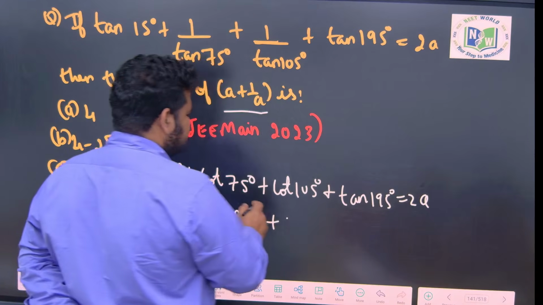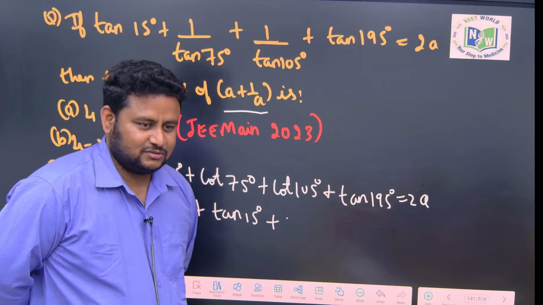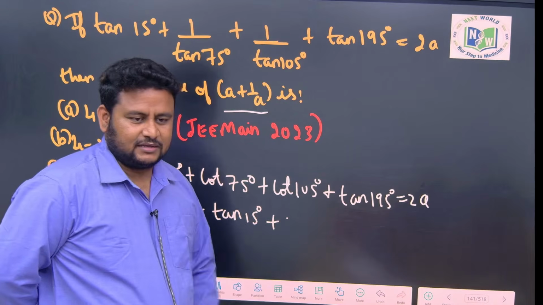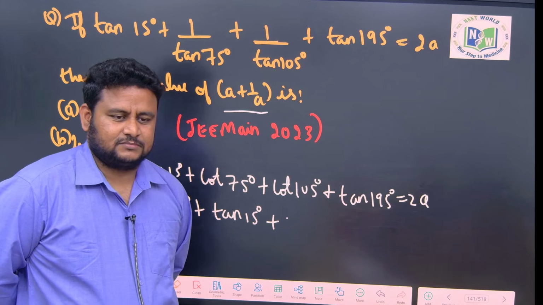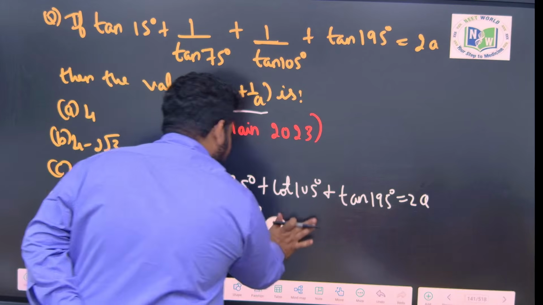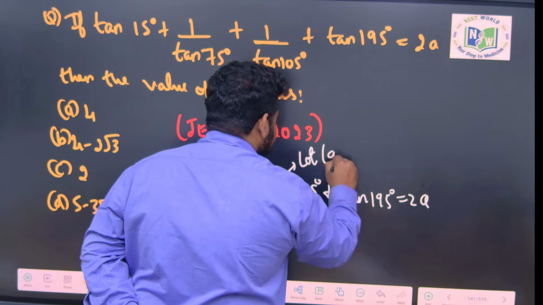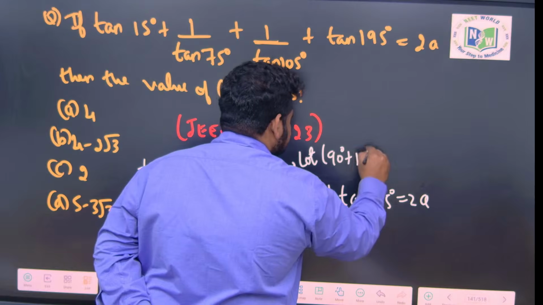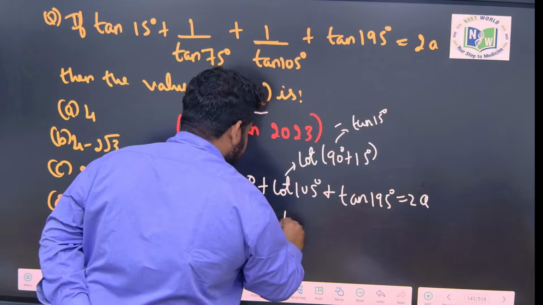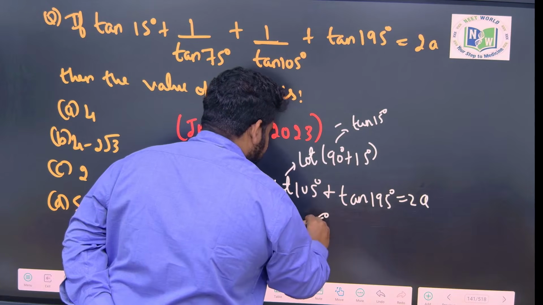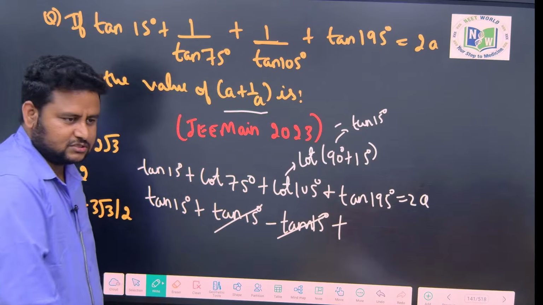But one thing you have to understand, 105 degrees is in which quadrant? I told you, look at the angle also. If it is less than 90, no need to worry. 105 degrees is in the second quadrant, and cot is negative there. So this will become minus. Cot 90 plus 15 is nothing but tan 15, but here it is minus. So this will become minus tan 15 degree. Plus, this and this I can cancel.